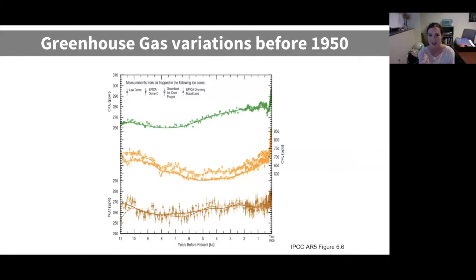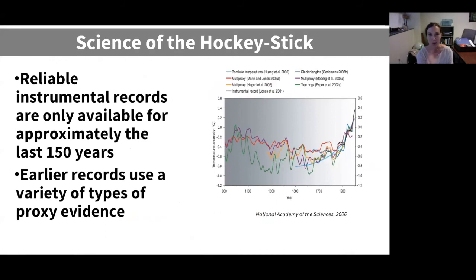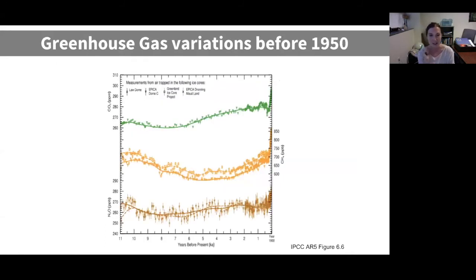So in the last 11,000 years, we were never above 280 parts per million of CO2. And I'd just like to point out, that last 11,000 years encompasses all of the modern civilizations that we learn about at school, right? So the ancient Egyptians, the Mesopotamians, all of the establishment of modern civilization happened when CO2 was below 280 parts per million.